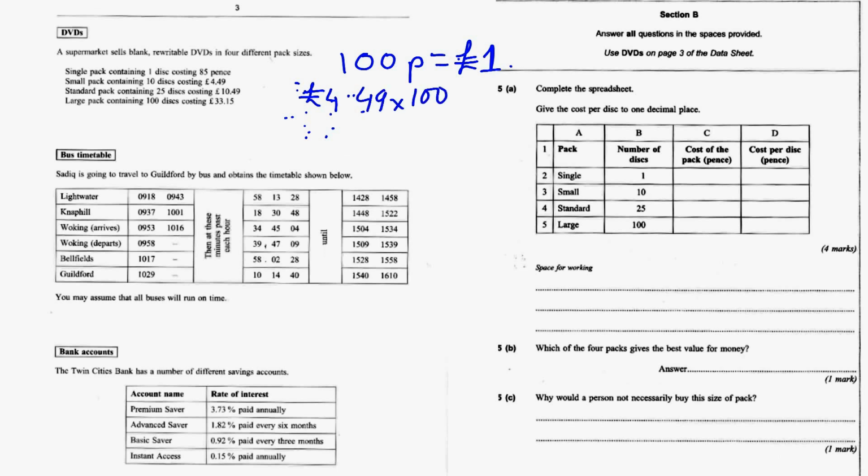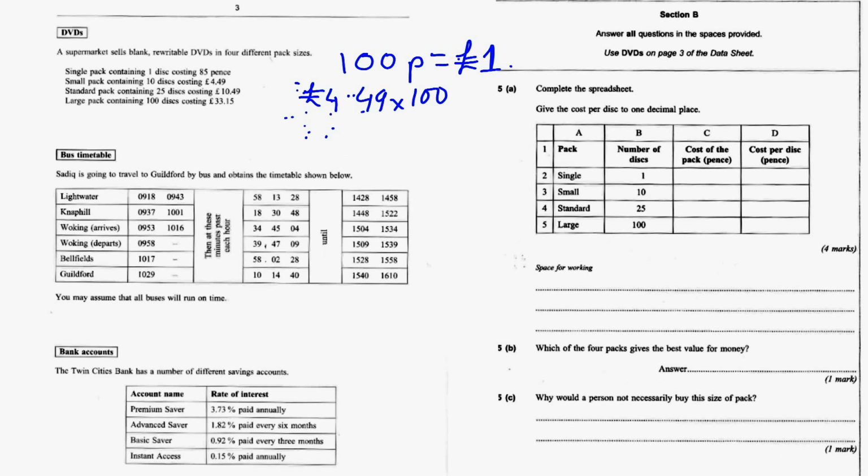Times it by 100, you get 449 pence. Okay, and you do the same with the rest. Because this is £10.49, putting £10.49 into pence will be 1,049. And the other one, £33, putting that into pence, you're just timesing it by 100. So that's how you get this figure here.